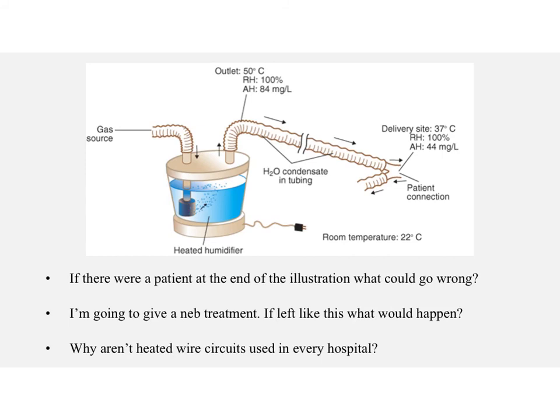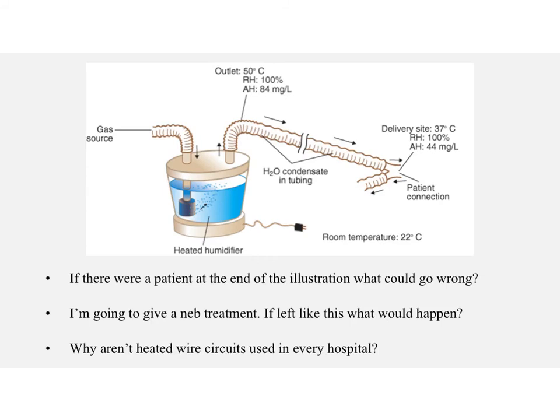Looking at this picture, because the Y is here, we're going to say the patient in their bed is down here. If there were a patient at the end of the illustration, what could go wrong? If you look at the arrows, the patient is positioned downward of the condensate. We don't see any heater wires. We see the heater here, but there's no wires. We're going to assume that it doesn't have wires in it. So the condensation is going to travel down to the patient. It's going to drain directly into the patient's airway.